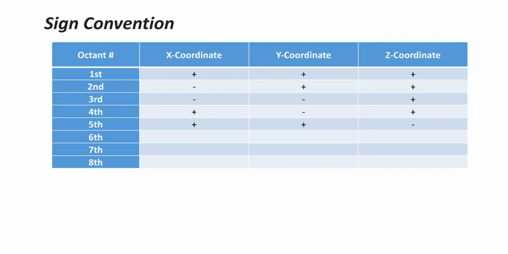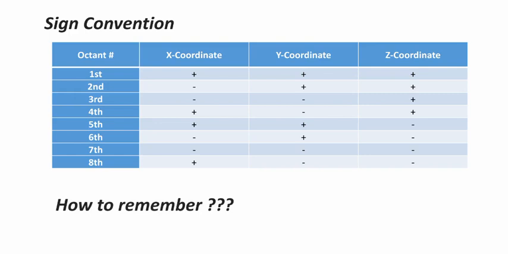In the fifth octant, x coordinate is positive, y coordinate is positive and z coordinate is negative. In the sixth octant, x is negative, y is positive and z is negative. In the seventh octant, x is negative, y is negative and z is negative as well. In the eighth octant, x is positive, y is negative and z is negative.